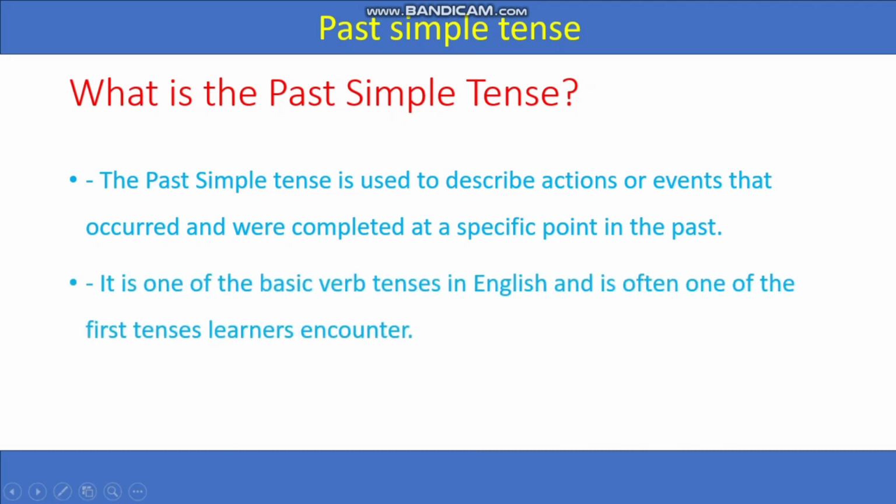Now, it is one of the basic verb tenses in English and is often one of the first tenses learners encounter. We can say that this is the first thing, and this is somehow a tricky tense when we are speaking or when we write, and we encounter difficulties while understanding this past simple tense. So we are going to clear this confusion in today's video.